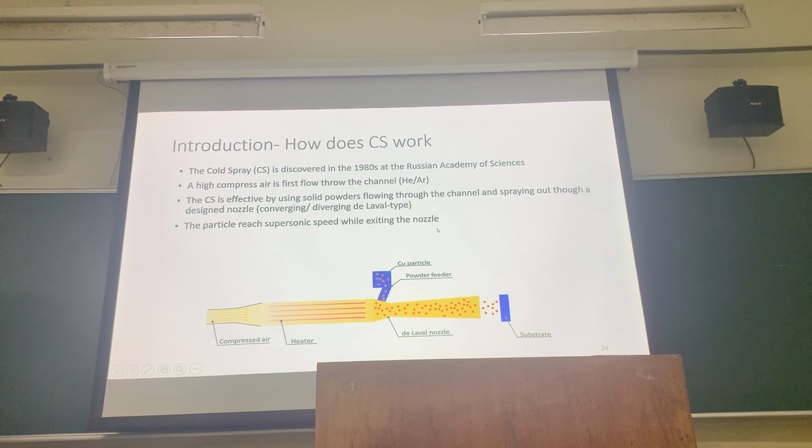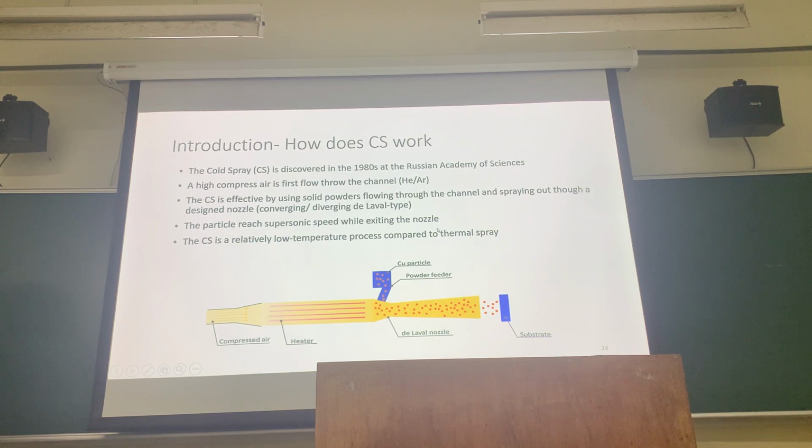So these are a few things. High compressed air flows through your channel. Cold spray works by using solid powder flowing through your channel through a design, as I expressed. The particle reaches a supersonic speed while exiting the nozzle. When I say supersonic, it means that it's Mach higher than 1. I actually have a lot of notes we're about to take later on throughout this slide, but I'll explain the definition of Mach and stuff.